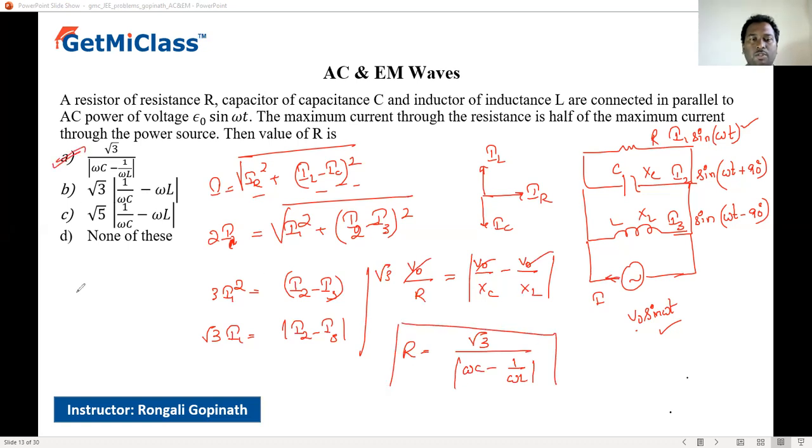That would be optional. We have to be a little careful only while drawing the phasor diagram. Once we draw the phasor diagram, the question is quite simple.